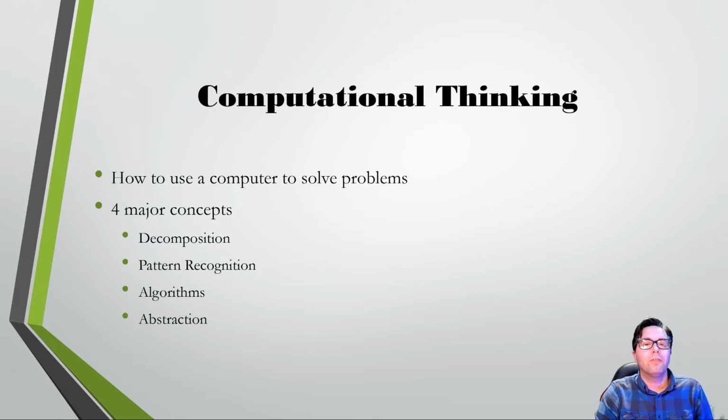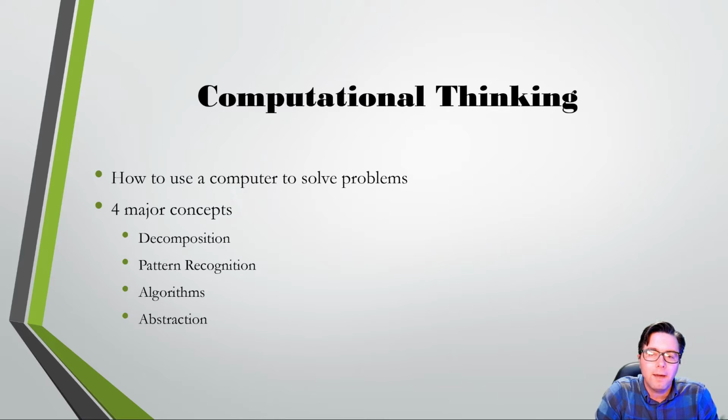Now, computational thinking is how you use computers to solve problems. And there might be other ways to represent these steps, but essentially, computational thinking uses each one of these four things. And it might have more steps, it might have fewer steps, it might have different names for them, but it's essentially the same process. So let's go through this.